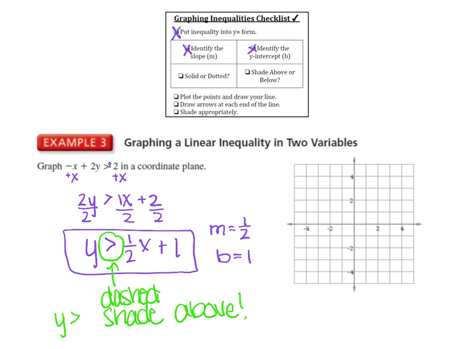So if I go to actually graph that, I'm going to put a point at 1, right? Because my y-intercept is always where I start. And then I go up 1 and to the right 2, up 1 and to the right 2, as many times as I can, or down 1 and to the left 2. So put those points on my graph. This time, we decided it was a dashed line, and we shade above, right? So I'm going to connect it with a dashed line.